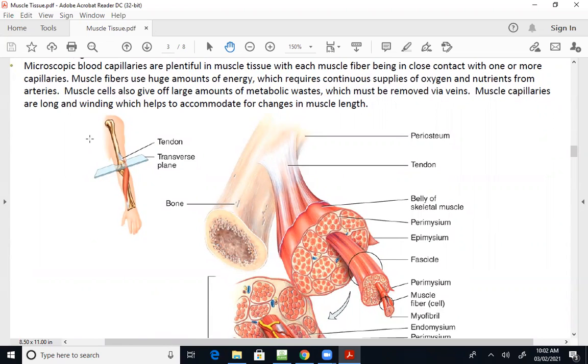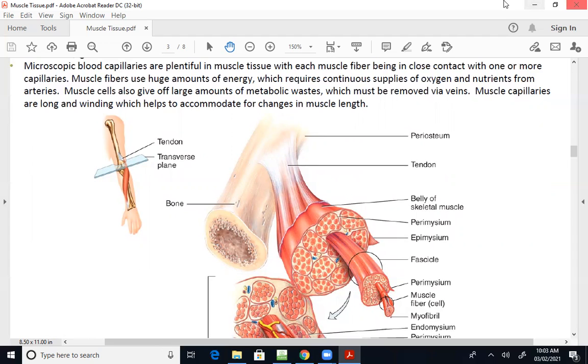Microscopic blood capillaries are plentiful in muscle tissue, with each muscle fiber being in close contact with one or more capillaries. Muscle fibers use huge amounts of energy, requiring a continuous supply of oxygen and nutrients from our arteries. Muscle cells also give off large amounts of metabolic waste, including carbon dioxide, creatinine, and whatnot, that must be removed via veins. Capillaries within our muscle have to be long and winding to accommodate changes in muscle length.